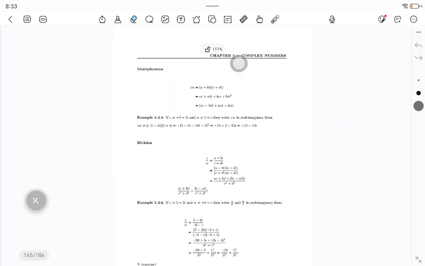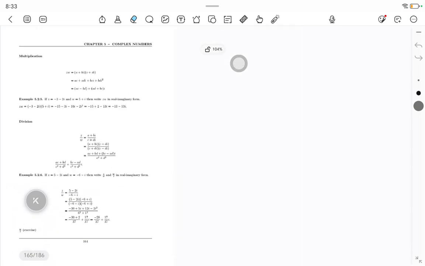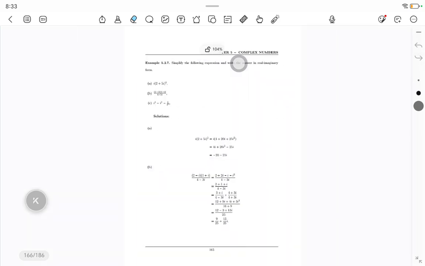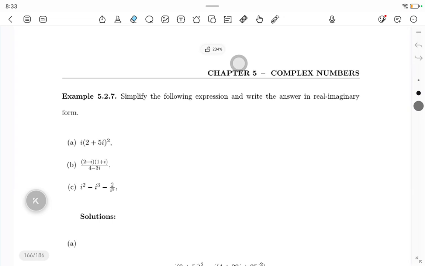Yeah. And then they say that we should simplify the following expression and write the answer in real imaginary form. Remember, when we are supposed to write the answer in real imaginary form, it means that you're supposed to simplify this to the form of a plus bi.